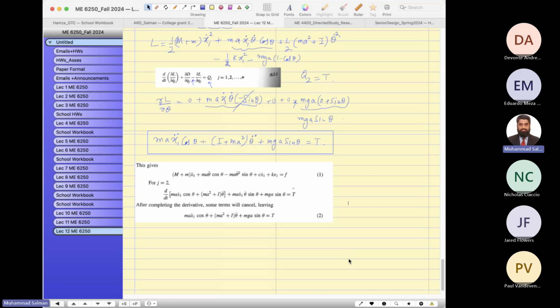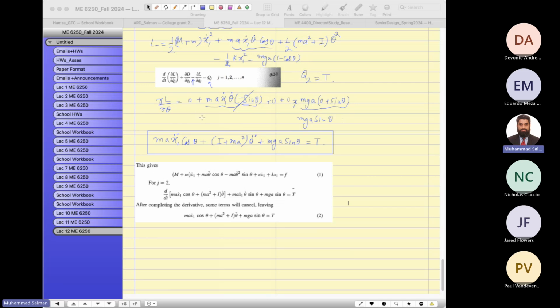So it is verifying that this is the answer for that. Now let's do one more section here. I want to teach you what are the modes and the system responses. So let me show you.